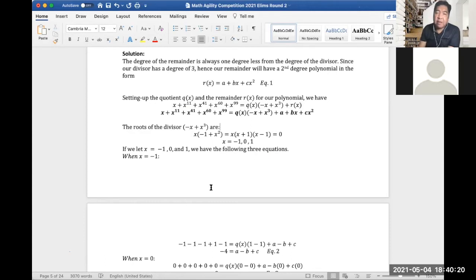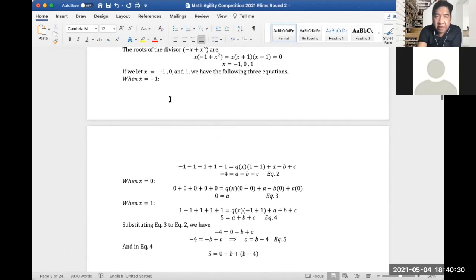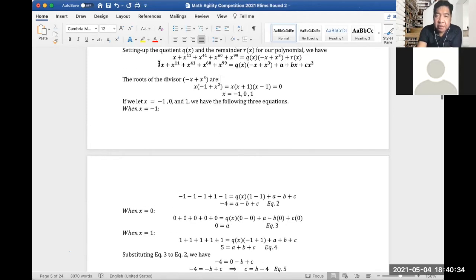So since we have a degree 3, our roots would also be 3. If we let x equal negative 1, 0, and 1, we have the following three equations. When x is negative 1, let's substitute that in our equation here. So that is negative 1 minus 1 minus 1 plus 1 minus 1 equals q(x) times (1 minus 1) plus a minus b plus c, right?